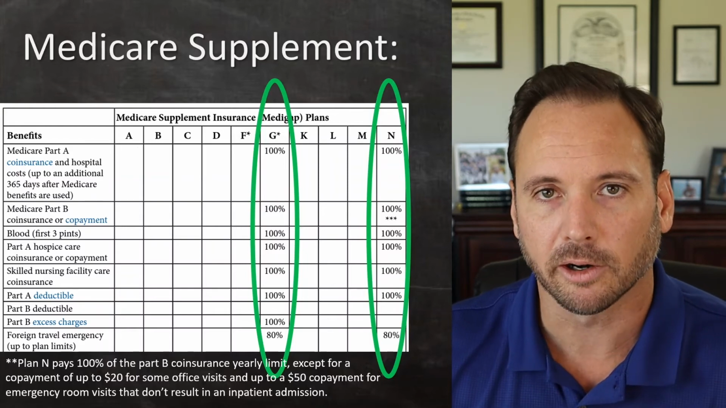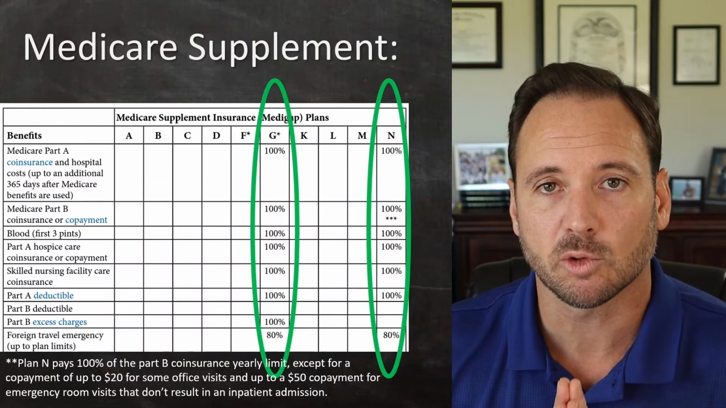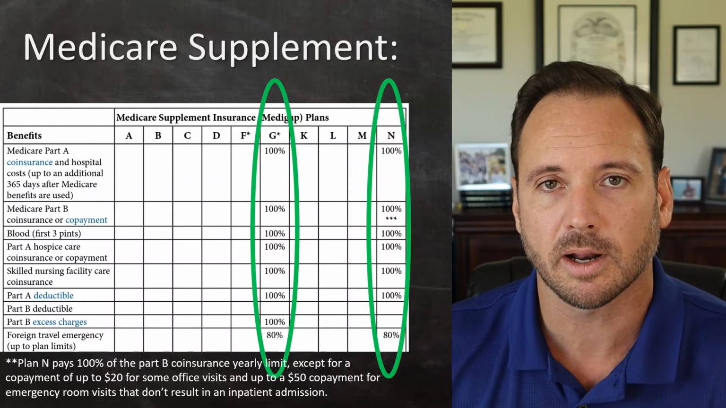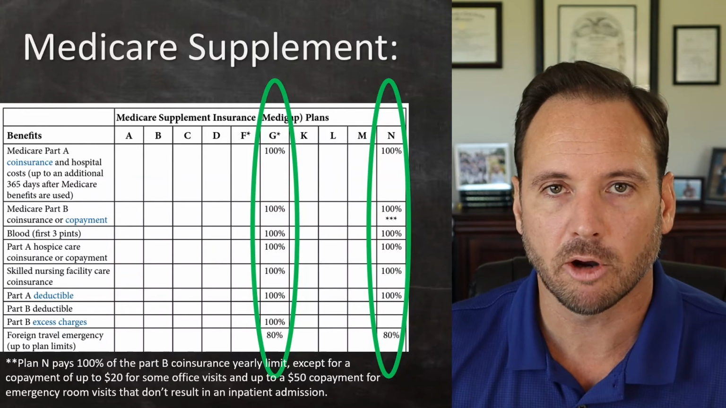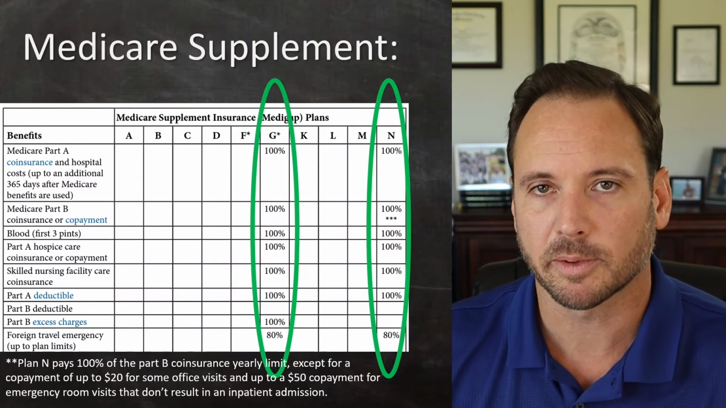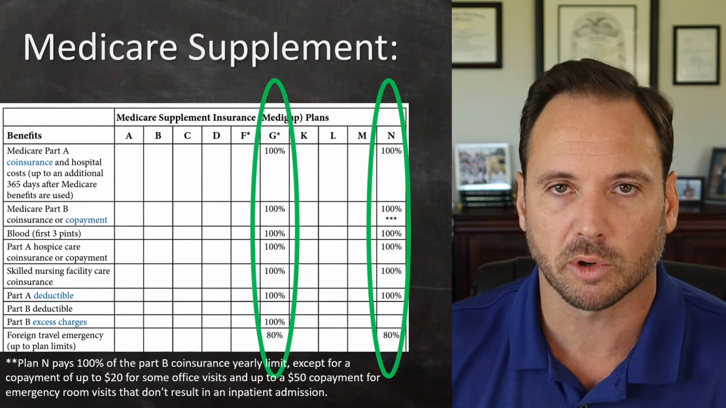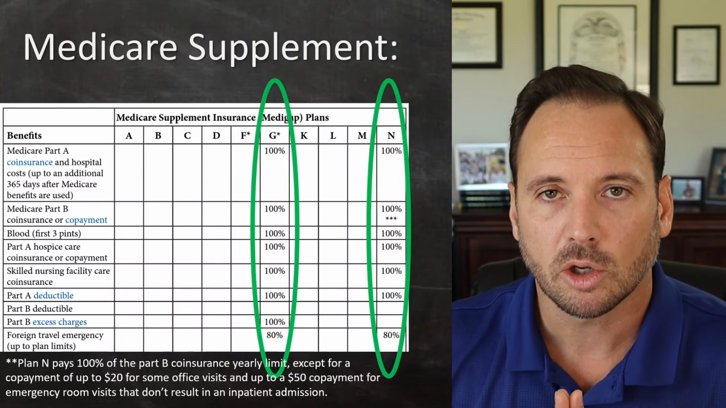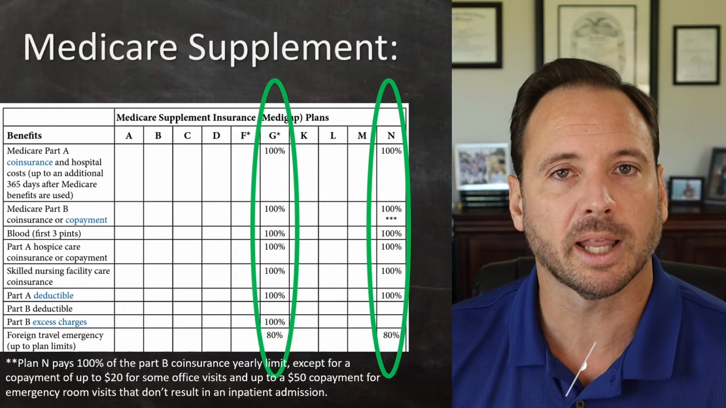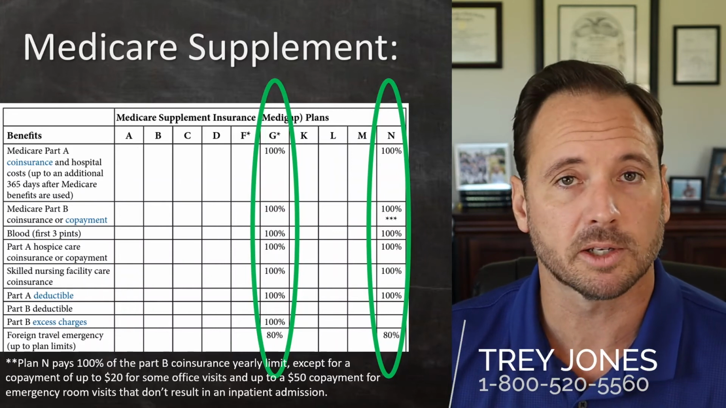Now, to be really clear by what I mean by done, that means when you go to a doctor after having met the deductible, you don't have a copay. Same thing at a specialist, no copay. If you have to go into the hospital or have some type of surgical procedure done, if you've met that $203 deductible, your out-of-pocket is nothing. So Plan G is very, very comprehensive.